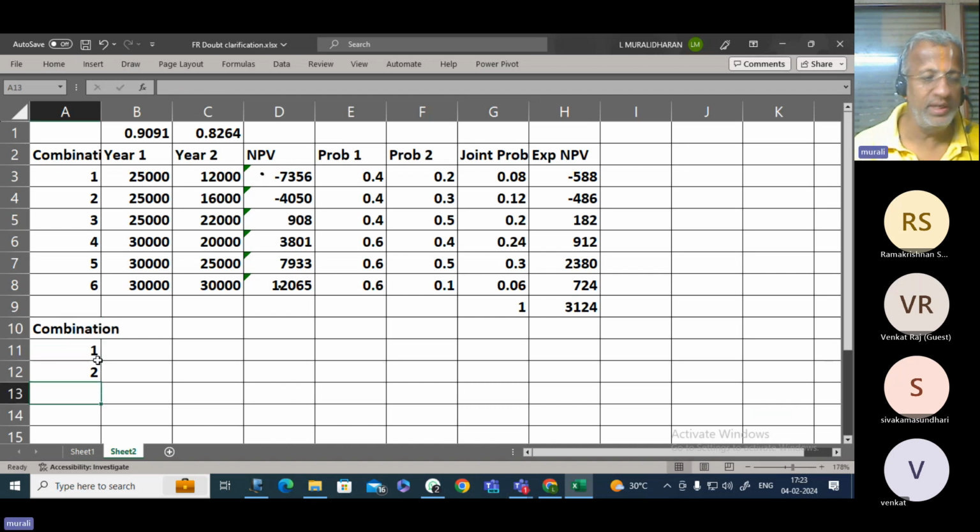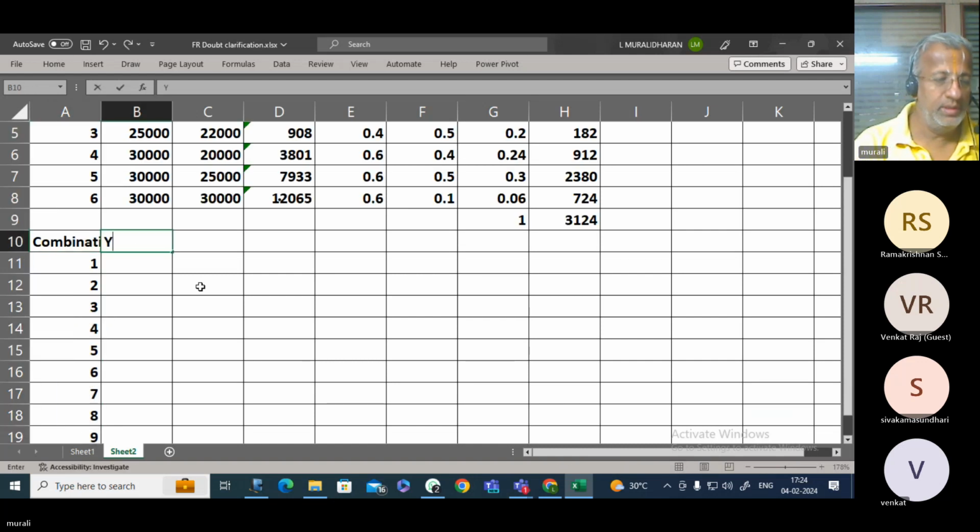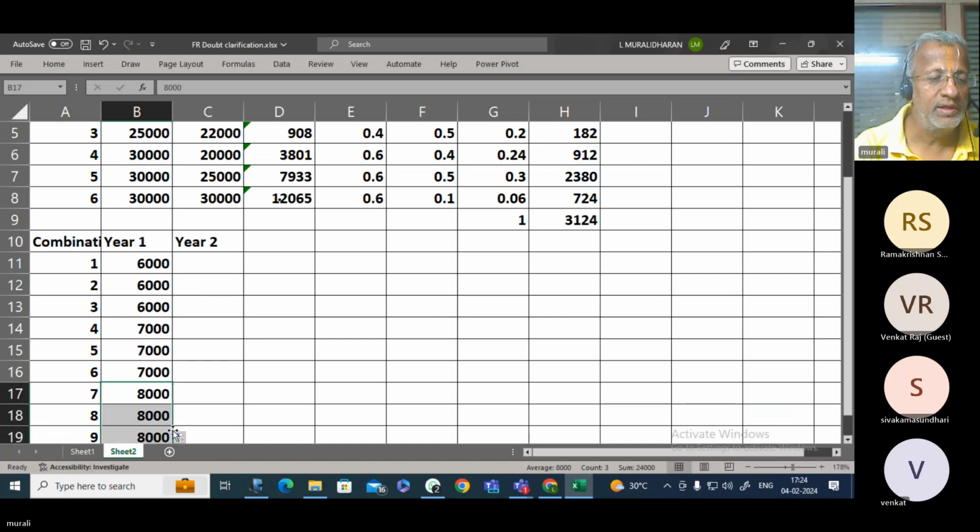How do I get 9 combinations? First year 3, year number 1, year number 2. Year number 1, how many combinations? I will get 6,000 for the first 3 combinations, 7,000 for the next, 8,000 for the next. Here, what is the number that I will be getting? 234. 2,000.